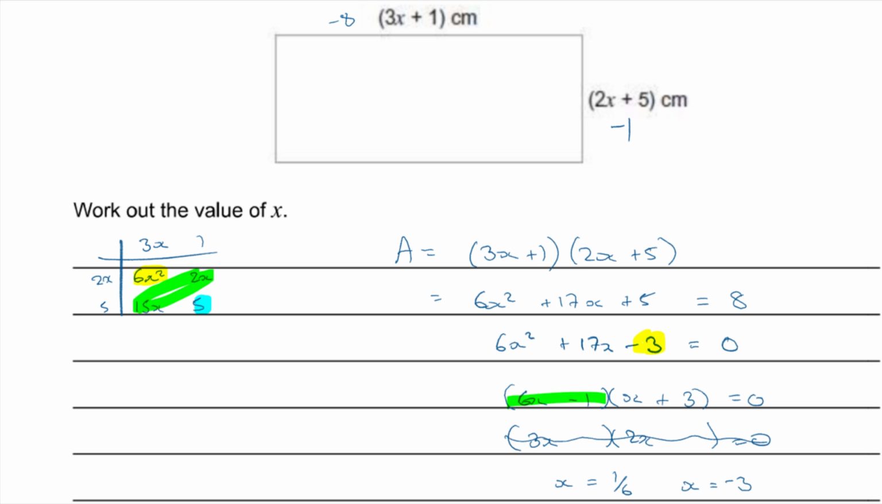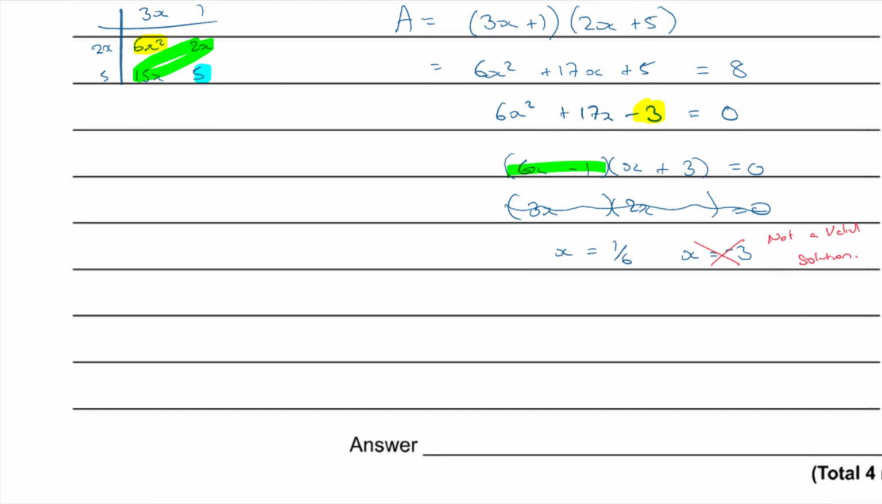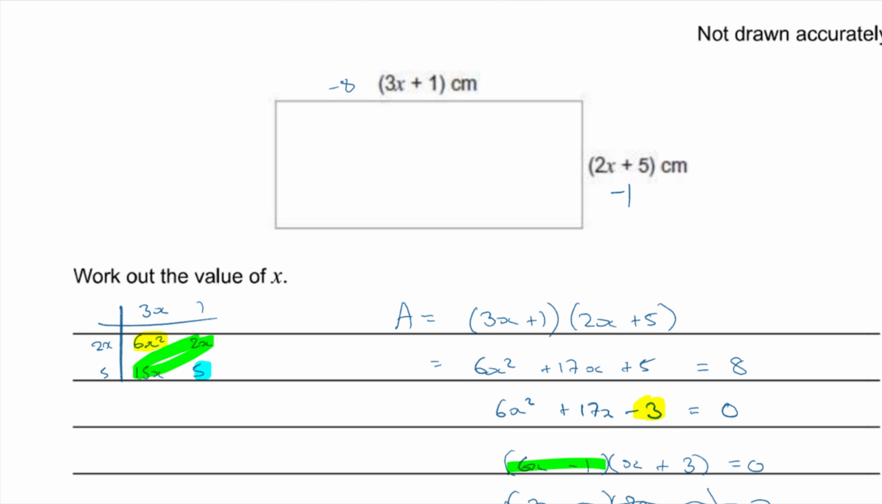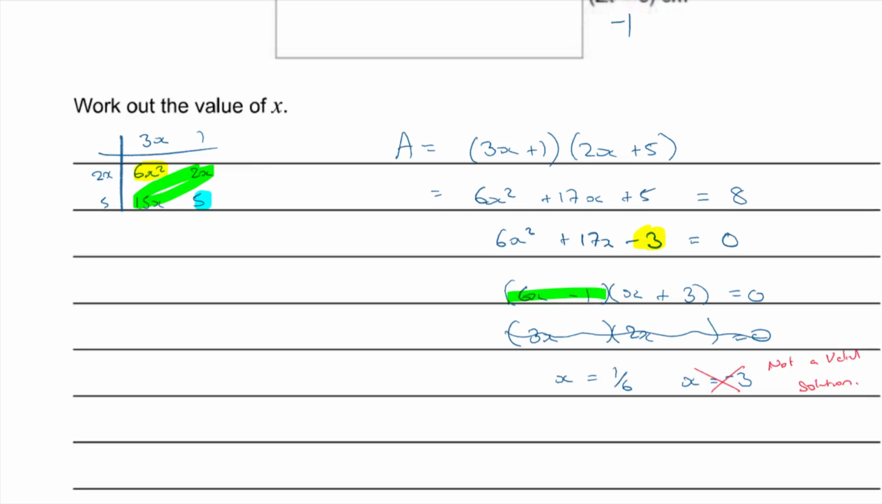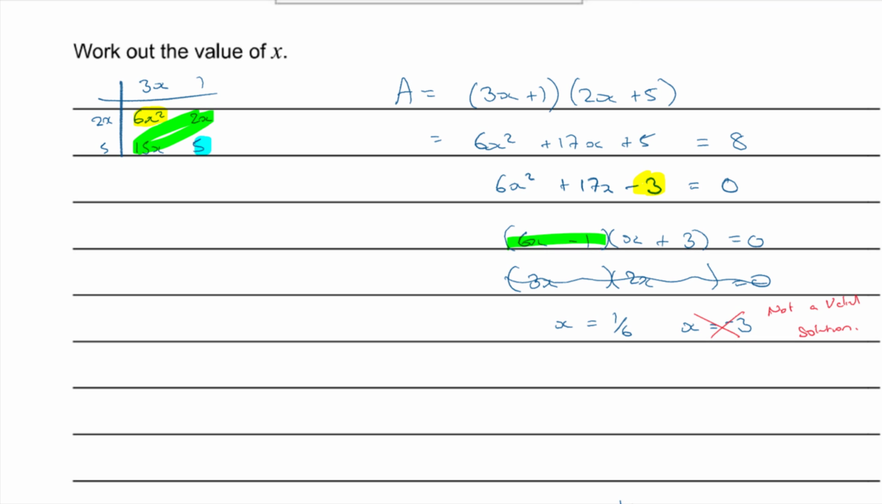Not in this dimension. So whilst minus 3 is a solution to the equation, it's not a solution to the problem. So we need to cross that one out and say no, not a valid solution. Okay, so our only valid solution is the one that is 1/6. So the solution is x equals 1/6. Okay, so if you have got a quadratic and it's a problem like that, just check your answer is going to be sensible in the shape and space problem. Because not every solution to an equation is a solution to the problem.